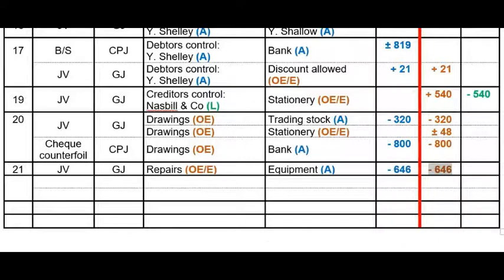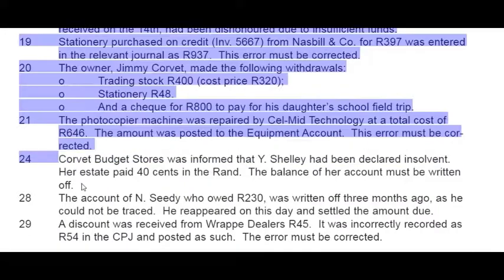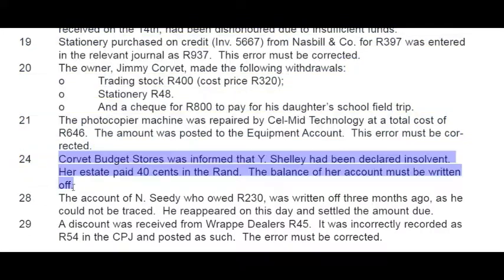As easy as that. Then on the 24th, Corvid Budget Stores, our business, was informed that Y Shelley had been declared insolvent. Her estate paid 40 cents in the rand. The balance of her account must be written off. But now be careful. She owed us 840 Rand, and then she settled the whole thing, but her check got dishonored.